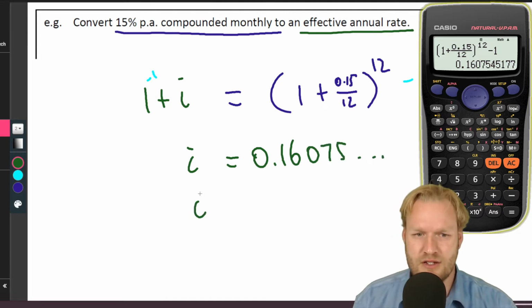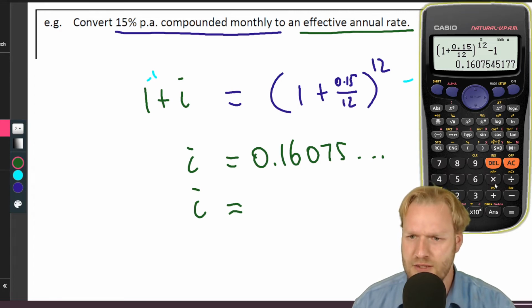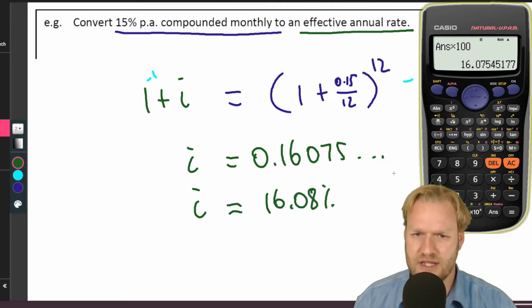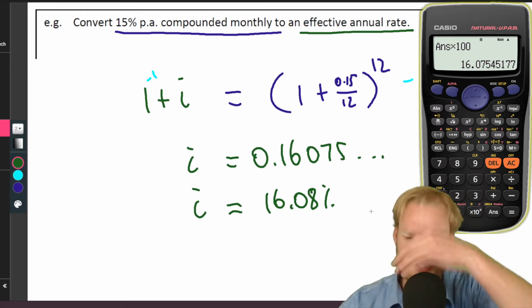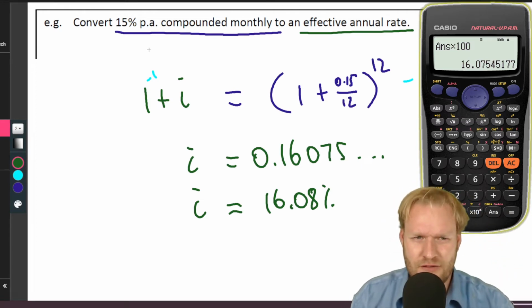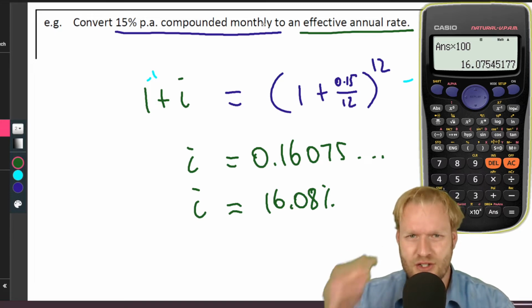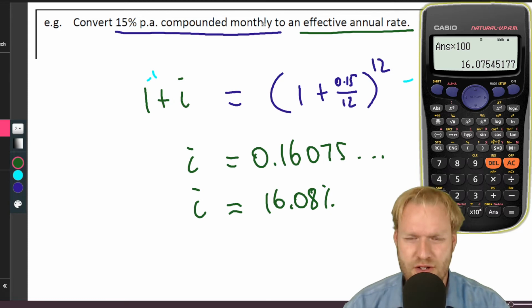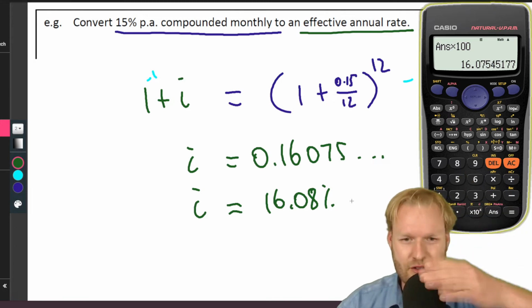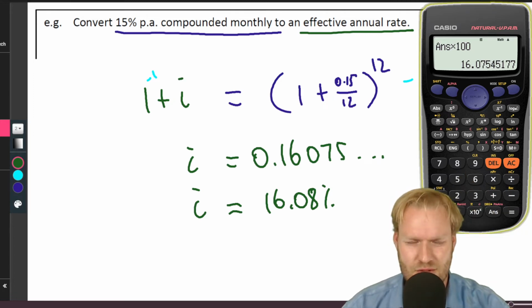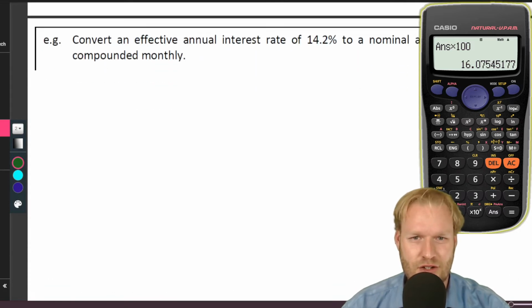0,16075 something or other. Times that by 100 to get it as a percentage. Times 100, 16,08%. In other words, and I'm really thinking through these first ones just to try to make sense of it a bit more, 15% per annum compounded monthly means that it's compounded every month. So to get the equivalent that would be compounded only every year would be 16,08%. And we went through some examples way above, comparing different compounding rates, and we've done one of those. So let's go into the next one.